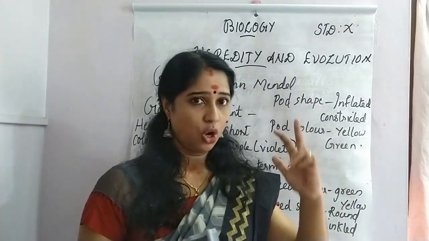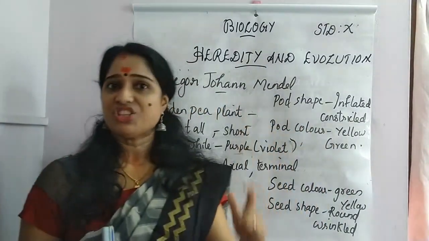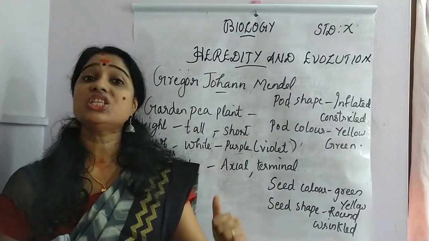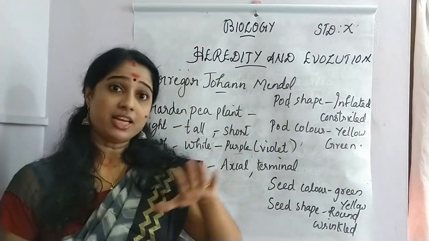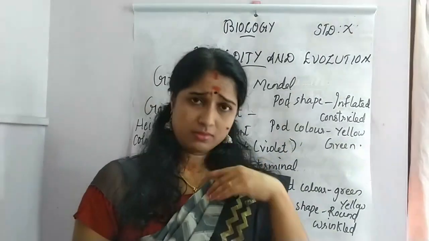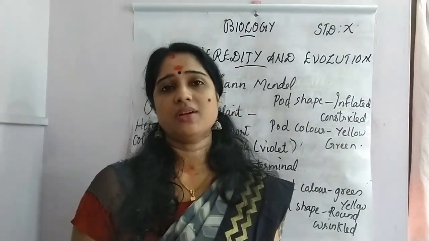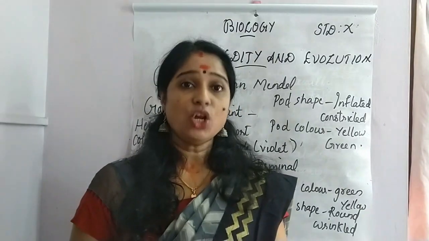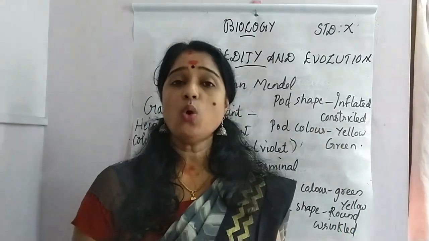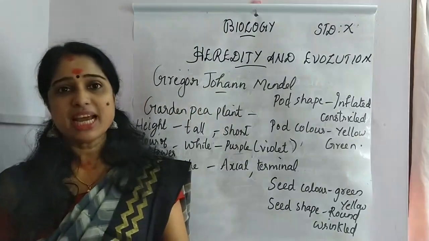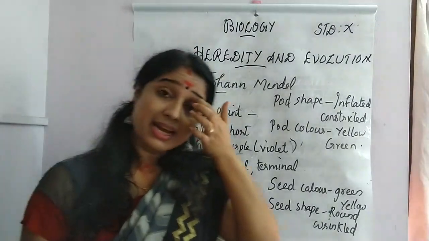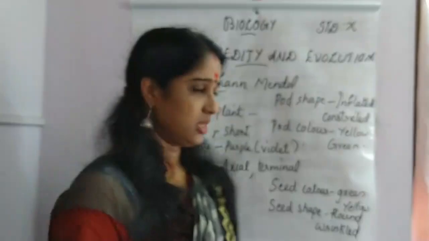Easy to grow, short lifespan, bisexual flowers, easily distinguishable characteristics. And how many characteristics are there? 7 characteristics. So it's because of these reasons Mendel selected the garden pea. Now we are going to study how Mendel proved, by doing a particular experiment, how these characters are transmitted.